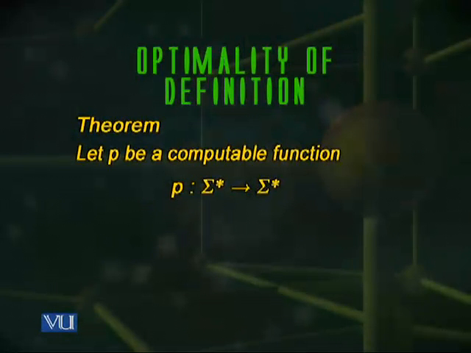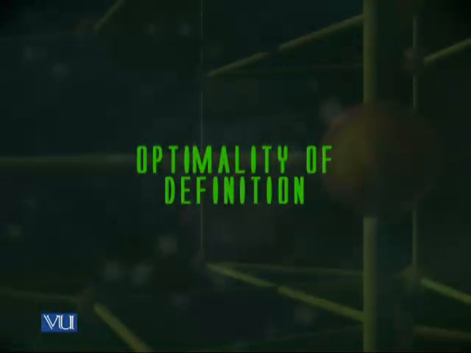Let P be a computable function which maps sigma star to sigma star. Here, sigma is {0, 1}. We're always working with the alphabet {0, 1}. For the rest of the discussion, we would always take sigma to be {0, 1}. So we are looking at a function which is computable that takes some 0, 1 strings, and when you apply the function, it produces another 0, 1 string.